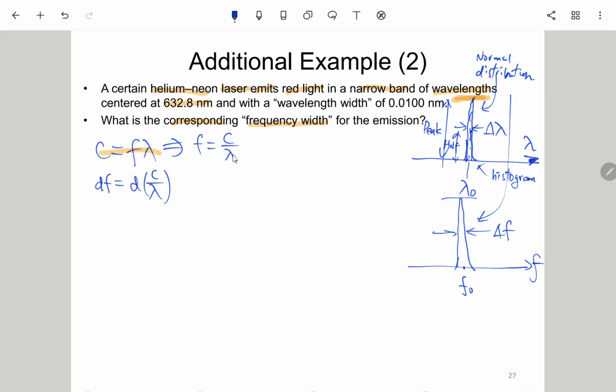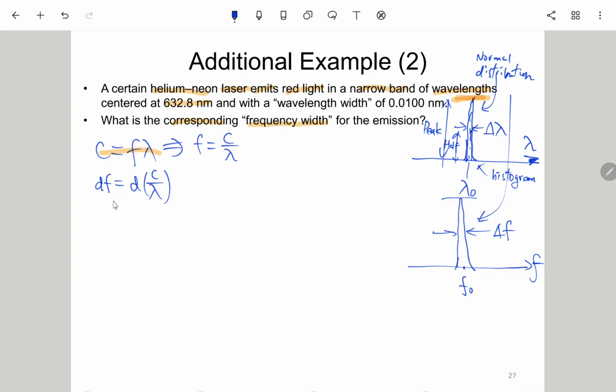We can consider c is a constant, so f is a function of lambda. They are dependent on each other. You cannot just change f without changing lambda. If f is larger, lambda will be shorter, and vice versa. So f will be a function of lambda.